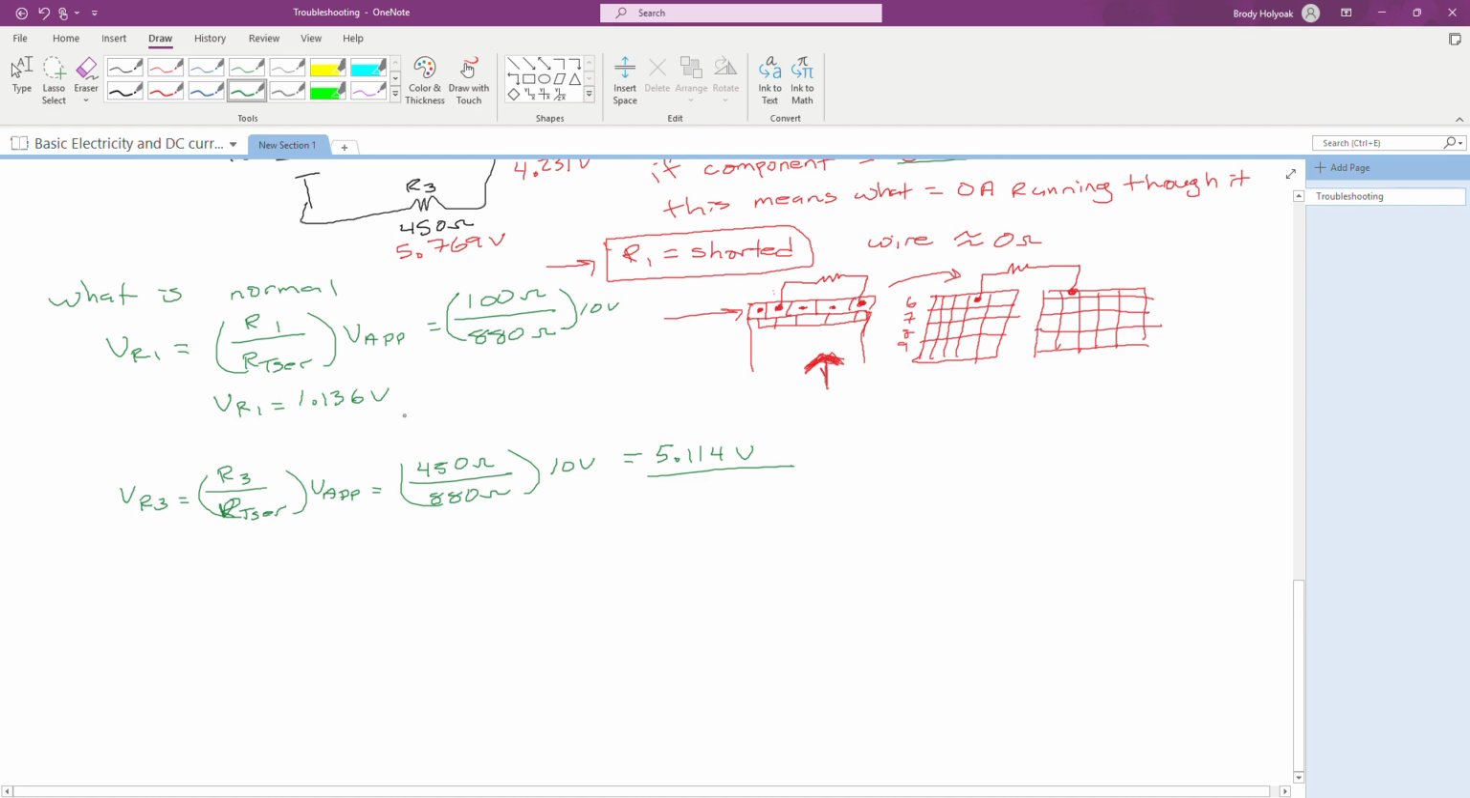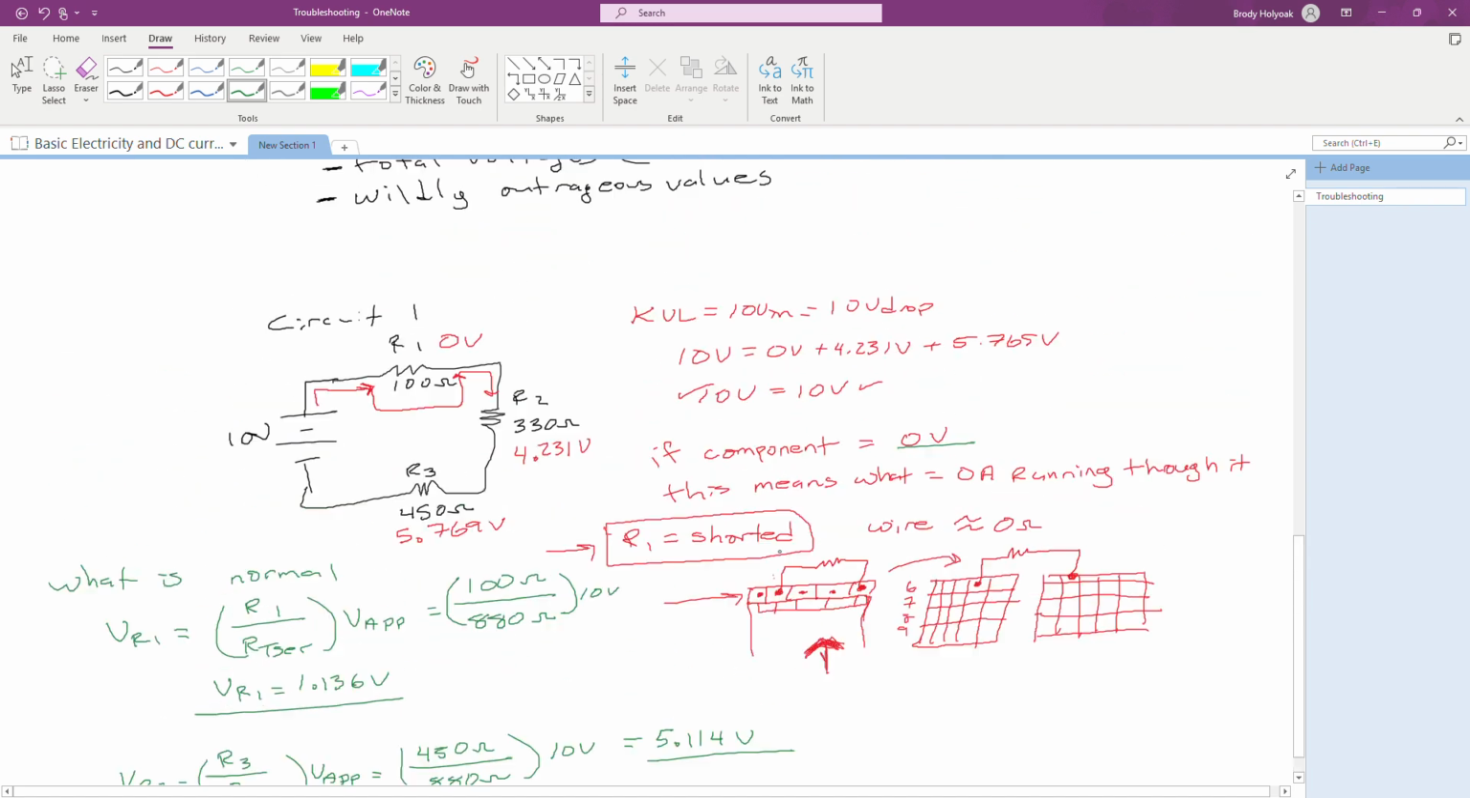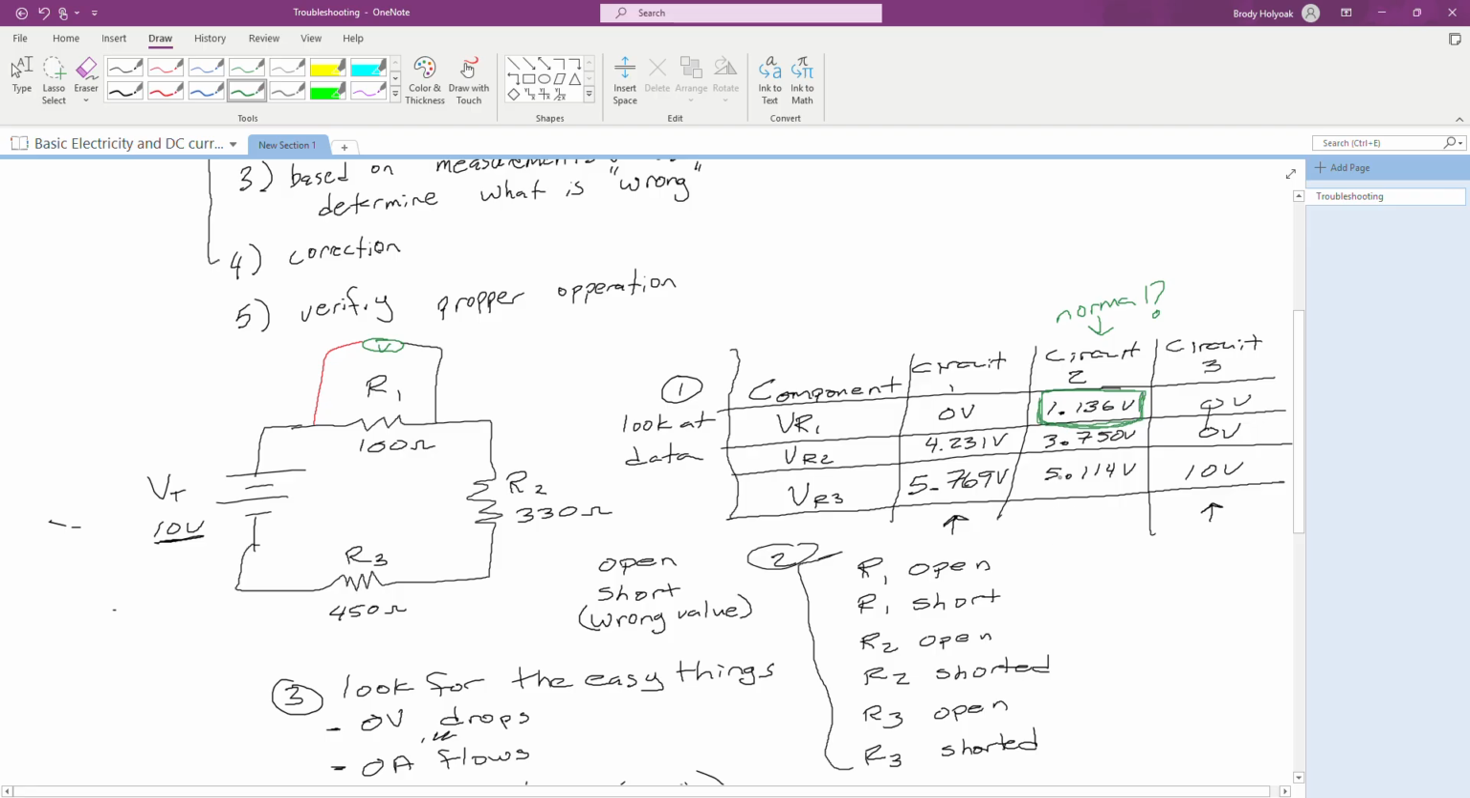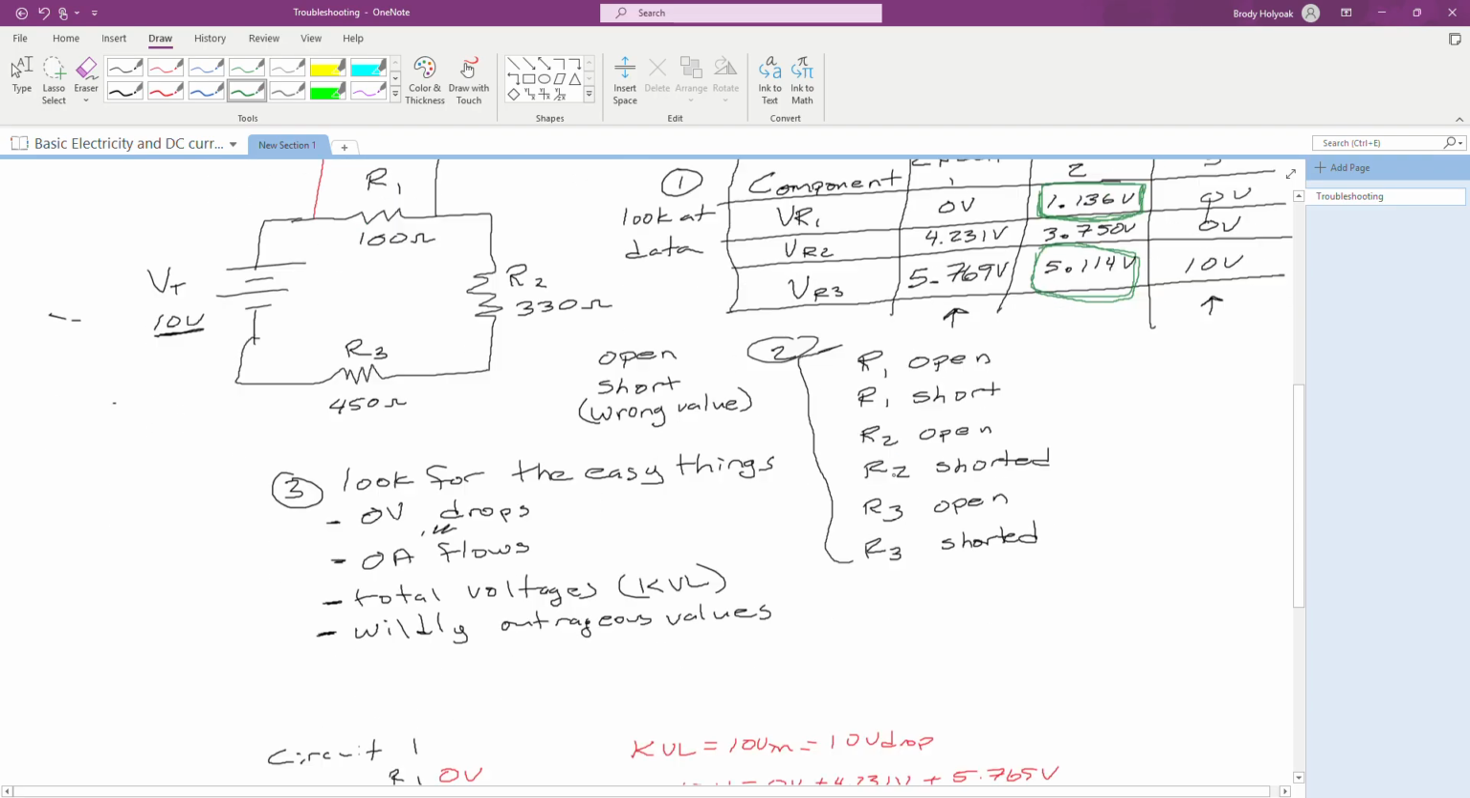So there we go. And then if I go back and look, my R3, 5.114 volts. So now I have 2 out of those 3 that are verified with my calculations that those 2 are correct. Okay, and the last step is I can go through and calculate this value, this 3.75, to see if that's what matches across R2.